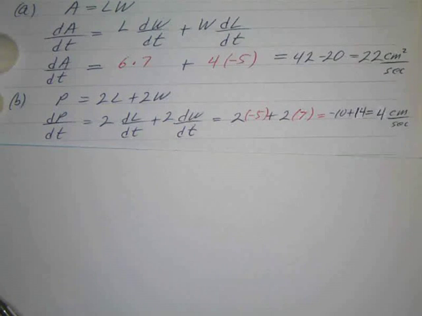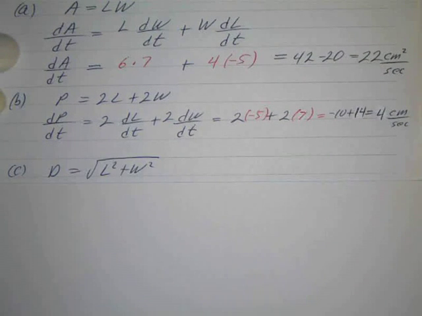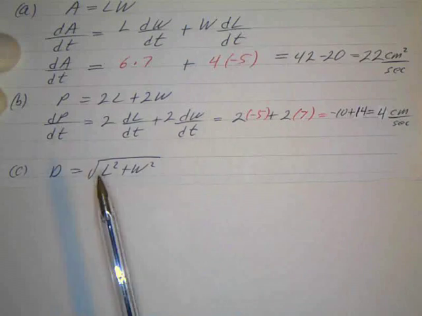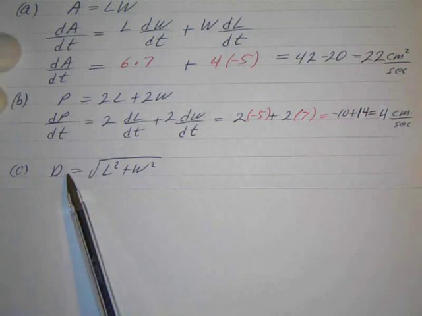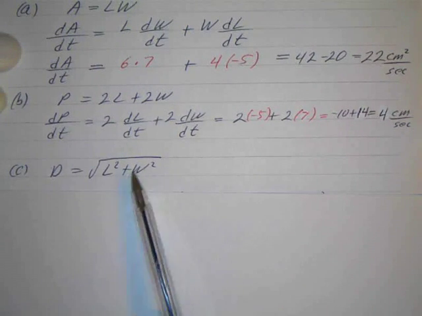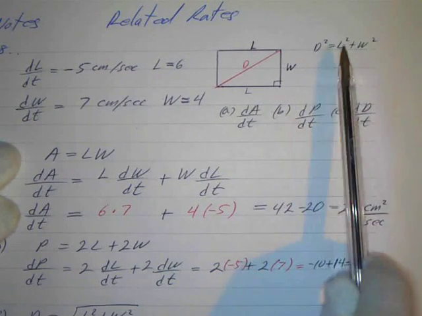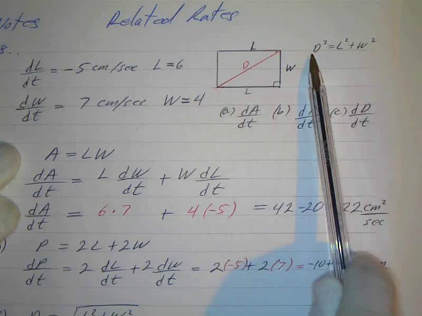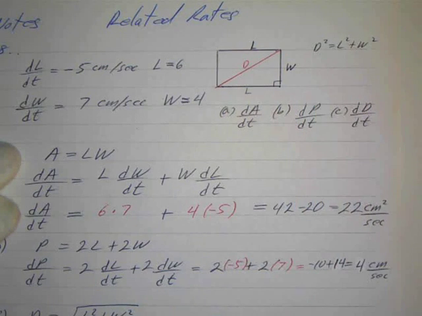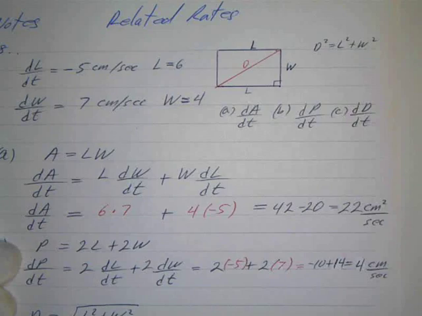And then finally, we want to find the diagonal. So we know the diagonal, we want to find dD/dt. First of all, write the formula for the diagonal. We know the diagonal equals the square root of L squared plus W squared, because again, we have that Pythagorean relationship that d squared equals L squared plus W squared. So d equals plus or minus the square root, but we're going to be talking about a length, so we always use the positive square root.